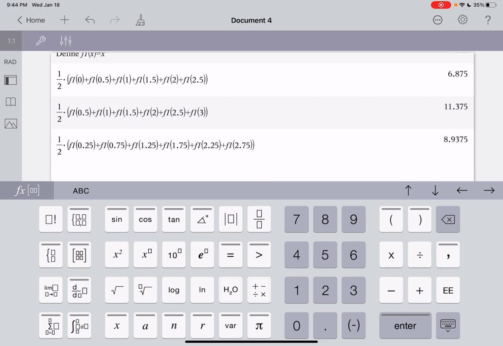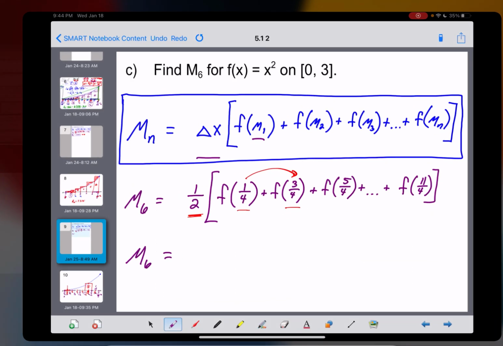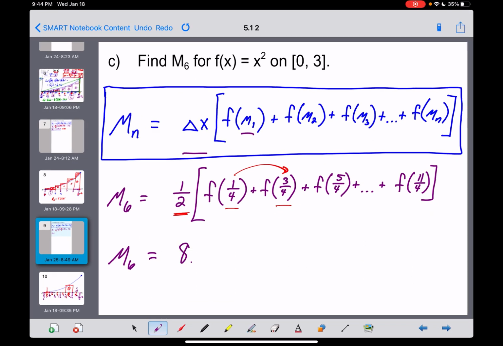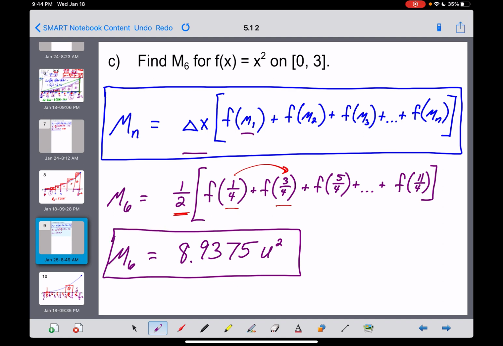And survey says 8.9375. So let's write that one down. 8.9375. Remember, guys, at this level, we only round to 3 decimal places, but for 1 extra place, we have an answer that's completely accurate, so I'm going to write that down. And that is pretty close, I think, to what we expected in between.